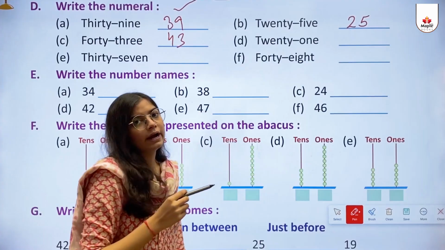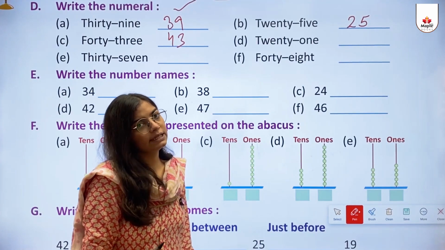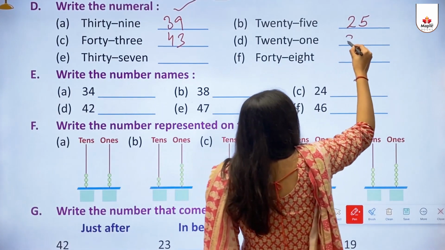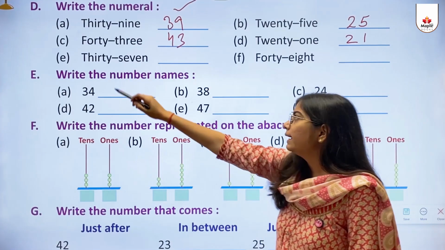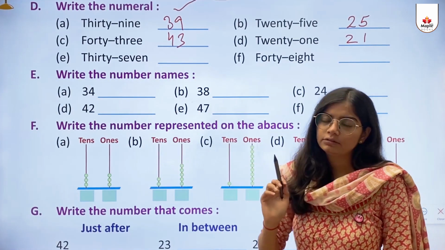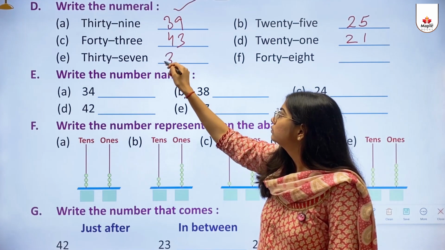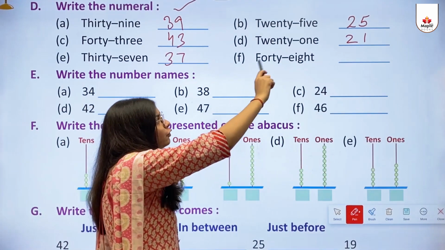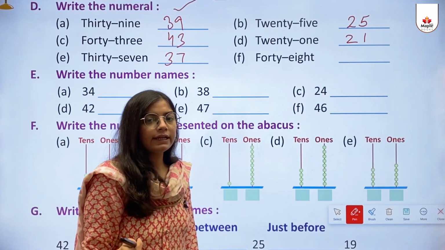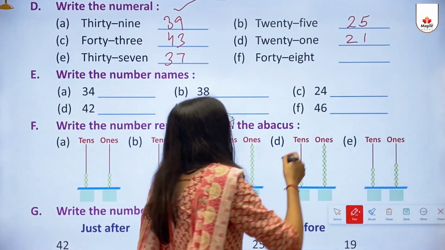D, 21. 2, 1, 21. Then E, 37. 3, 7, 37. Then F, 48. 4, 8, 48.